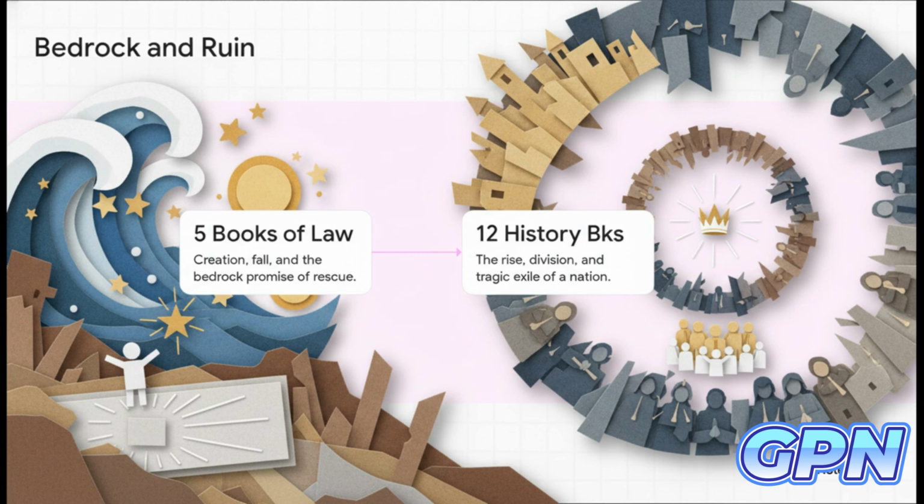Then step 2 lays out the 12 history books. This part traces a nation's rise, its peak glory, and its incredibly tragic slide into exile. It's basically this repeating, agonizing spiral. The people forget God, they face disaster, they cry out for rescue. Over and over, it builds this deep, desperate ache for a true and righteous king.